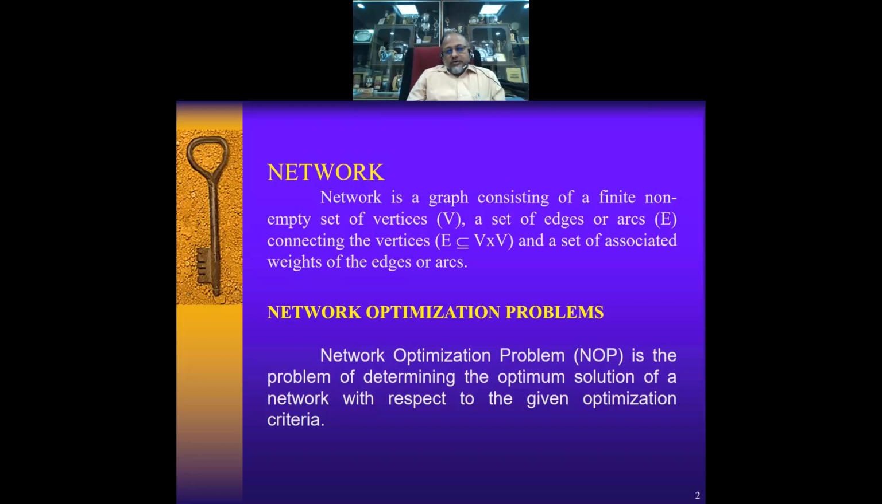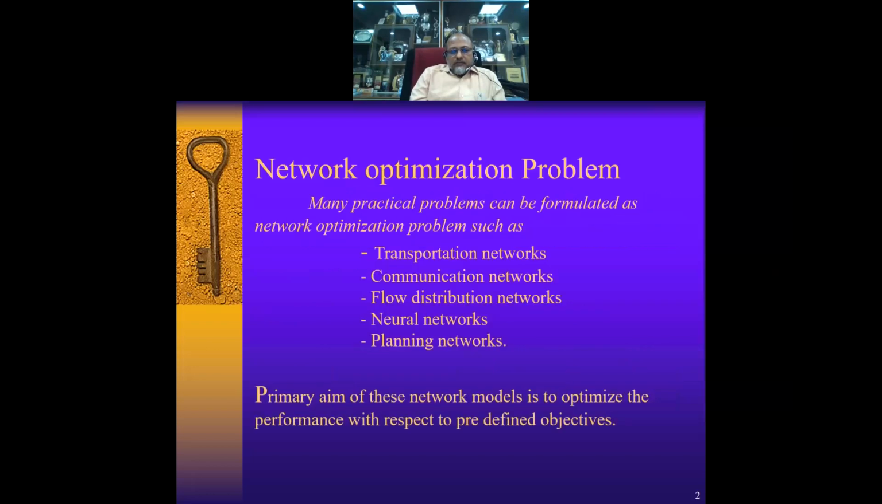Now, what is a network optimization problem? A network optimization problem is the problem of determining the optimum solution of a network with respect to the given optimization criteria. Many real-life problems we face in day-to-day life can be formulated as network optimization problems. For example, transportation networks, communication networks, flow distribution networks, neural networks, planning networks. These are some of the network models.